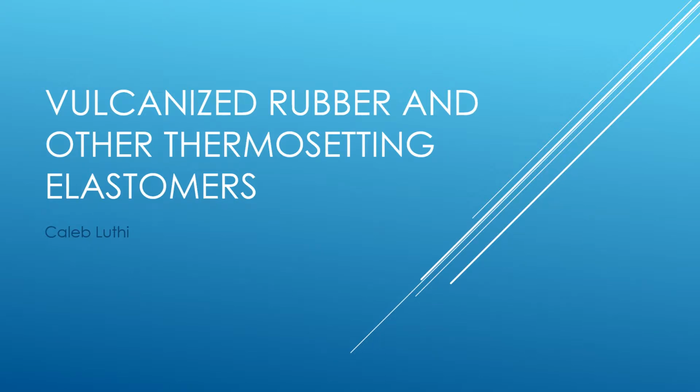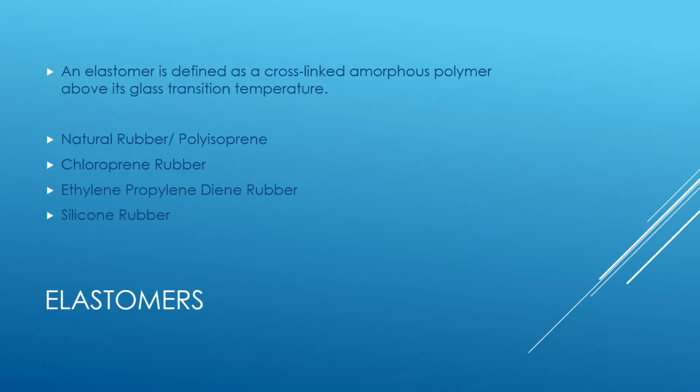My name is Caleb Luthai, and I will be talking about vulcanized rubber and other thermosetting elastomers. An elastomer is defined as a cross-linked amorphous polymer above its glass transition temperature.